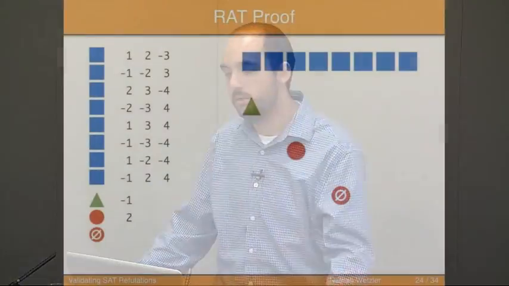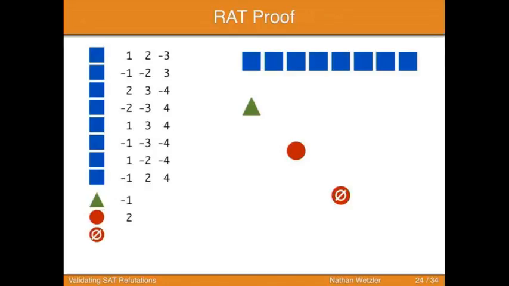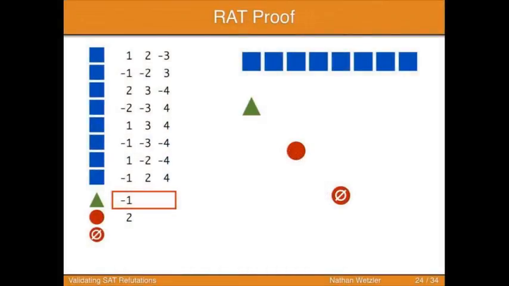And finally, this is what our RAT proof format looks like. On the left, I have the formula again, and on the bottom left, I have our proof. The green triangle represents a clause that has the RAT property, but not the RUP property. So to check this proof, we first check to see if this clause has the RUP property, and it doesn't. So then we check it for the RAT property.